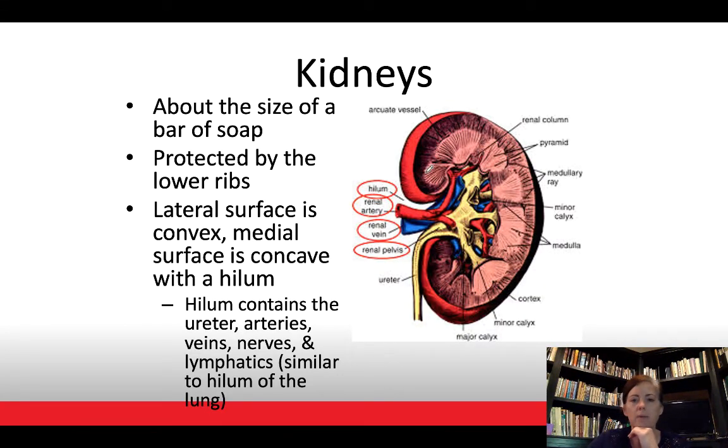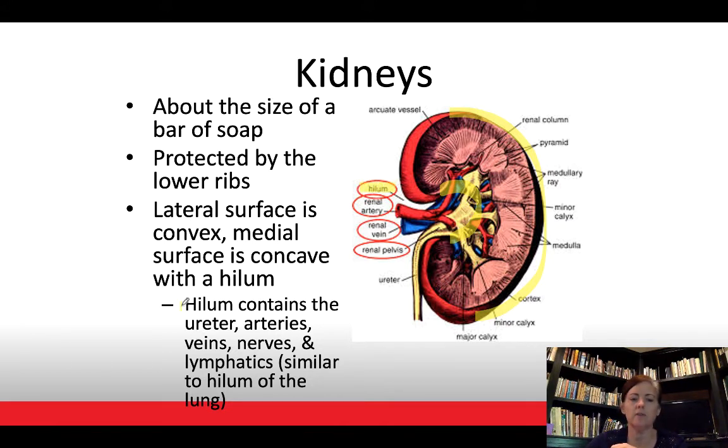Okay. When we look at the kidney, we've got this convex surface laterally, so it arches around here, and then the medial surface of the kidney is more concave, so we've got this concavity here. We have this area on the medial aspect of the kidneys where all of these structures come in and out. We've got the renal artery and vein, and we've got the renal pelvis, which is going to drain into the ureter. And this whole area is called the hilum.